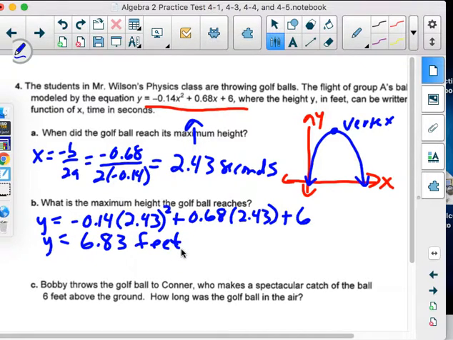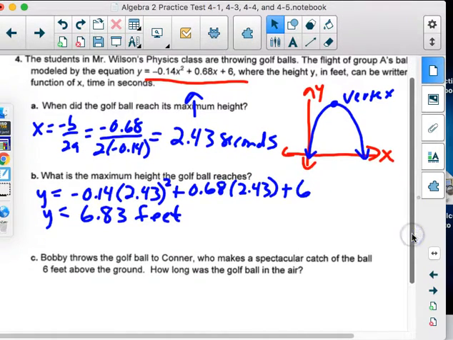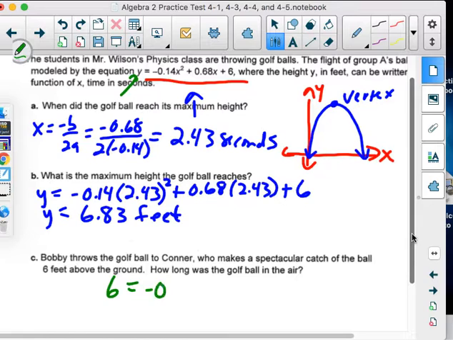So 6.83 feet. Notice those are just the coordinates of the vertex. That's all that is. So C says we've got Bobby, and he throws the golf ball to Connor, who makes a spectacular catch of that ball 6 feet above the ground. Oh, well, this is where the stuff goes for above the ground, so that means we're going to have to put a 6 in there. And it says, how long was the golf ball in the air?